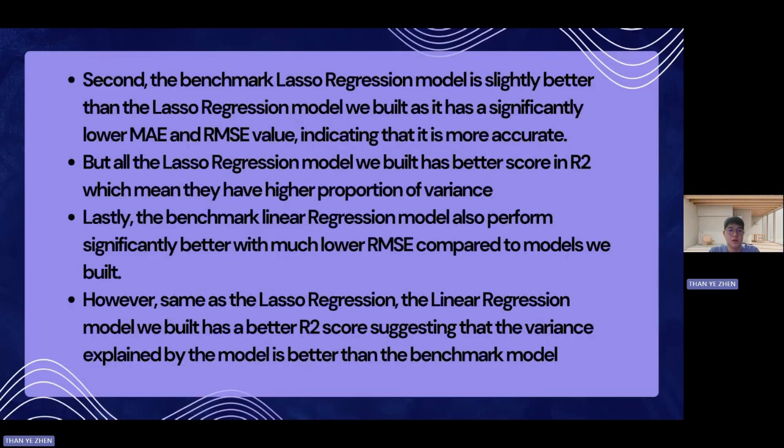Next, the benchmark lasso regression model is slightly better than the lasso regression model that we built in terms of MAE and RMSE, indicating that the benchmark lasso regression is more accurate, but all the lasso regression models we built have better R-square scores compared to the benchmark lasso regression. Lastly, for the linear regression model, the benchmark linear regression model is significantly better compared to the model we built, as it has a lower RMSE score. However, same as lasso regression, the linear regression we built has a better R-square score compared to the benchmark models.